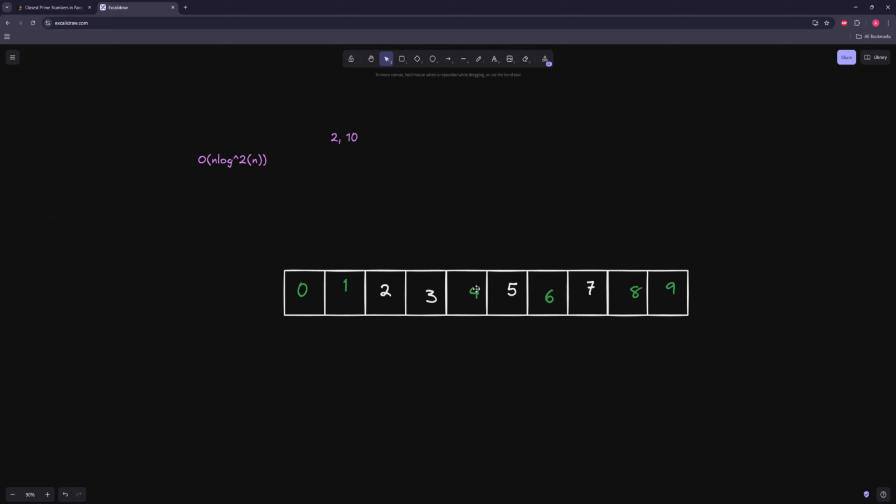And then the last one is 4. So 4 is already not prime. That means all factors of 4 will already not be prime because something else marked those. And you can see that's the case here. So we don't need to worry about it.